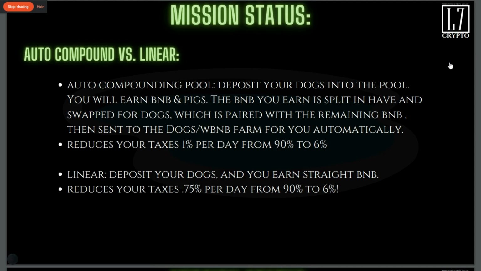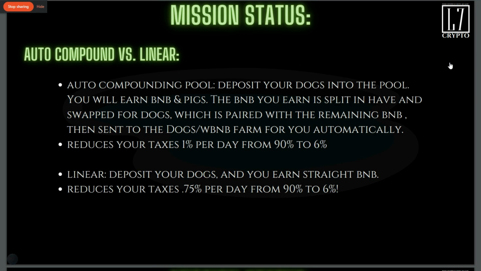Then they're going to take them dogs and what's left of the BNB, pair it together, and send it over there to the farm, to the dogs in the wrap BNB farm for you automatically. You don't have to do anything. It does it for you automatically once a day. Now, being that you stake your dogs into the auto compounding pool, it will reduce your taxes at the rate of 1% per day from 90 down to 6%.